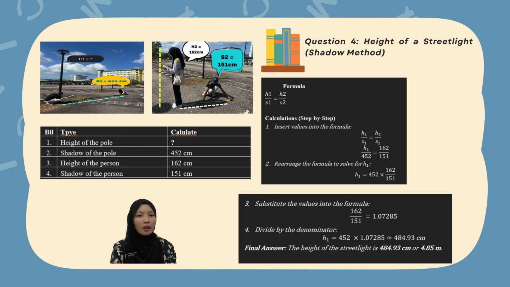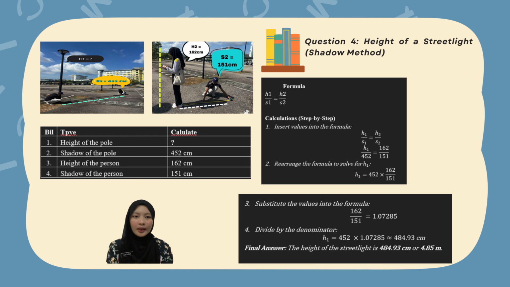This method works only if certain conditions are met. 1. The ground must be flat. 2. Both objects must be measured at the same time under the same sunlight. 3. Shadow length must be measured accurately from the base to the tip. Even a small mistake in measuring the shadow can change the final result.